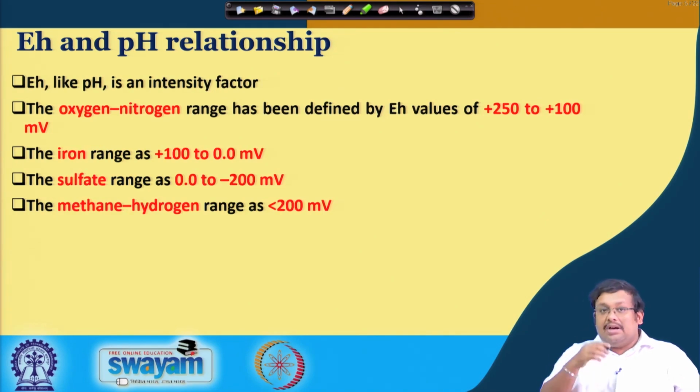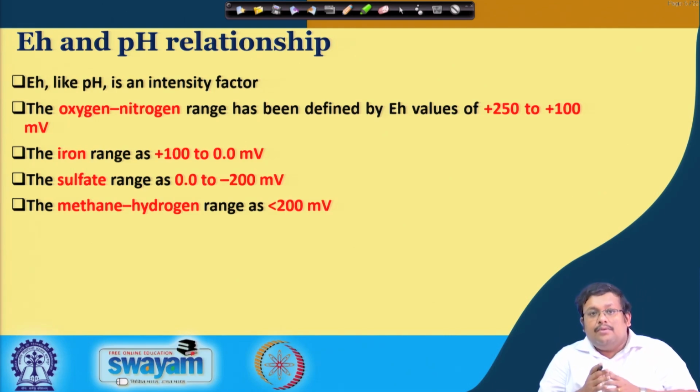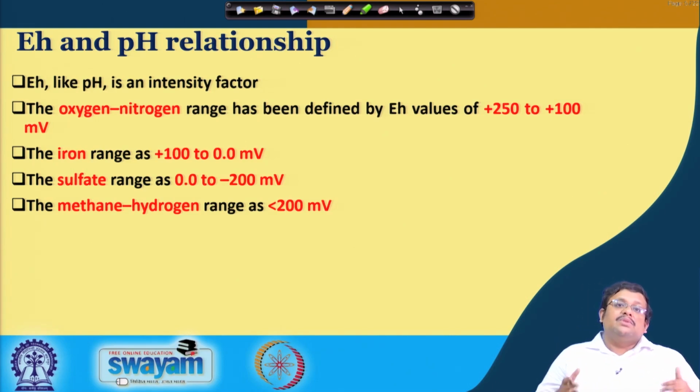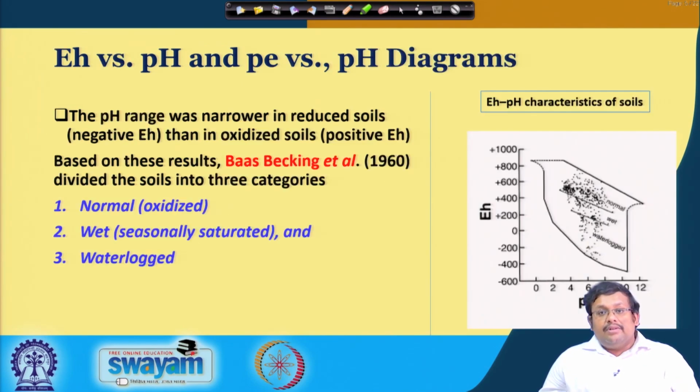And then we have talked more about the EH-pH relationship. Remember, EH, just like pH, is an intensity factor. The oxidized nitrogen range has been defined by EH values from plus 250 millivolt to 100 millivolt, and the redox potential of iron, or the major reaction of conversion of iron, basically ranges between 100 to 0 millivolt. The sulphate ranges from 0 to minus 100 millivolt, whereas the methane range has a value of less than minus 200 millivolt.